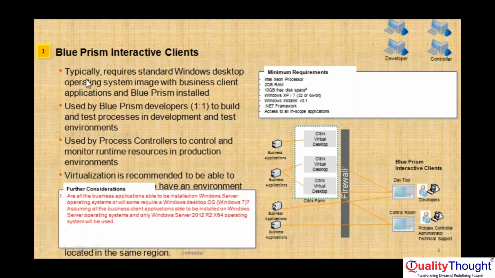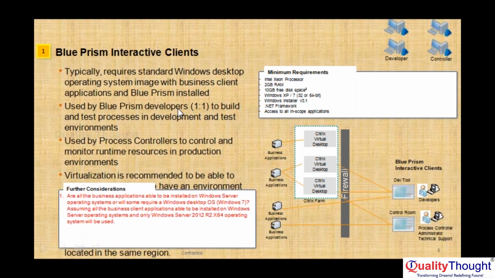So what do you mean by Blue Prism interactive client? It requires a standard Windows operating system image with the business client applications and Blue Prism installed. What do you mean by business client applications? Business client applications means your Excel, your web, your PDF, your SAP, what you are automating. All this has to be installed in the interactive client.